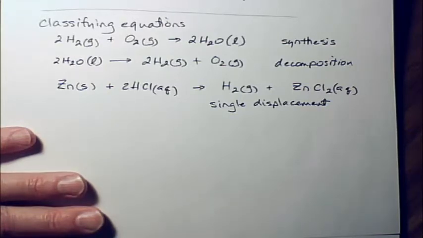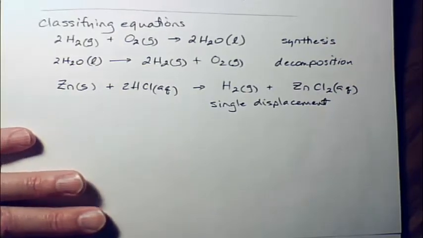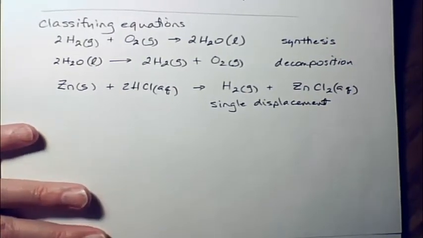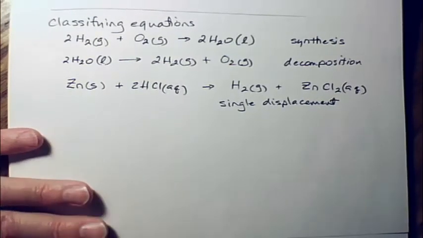Single displacement occurs when an element that's by itself replaces an element in a compound or displaces an element in a compound. The reality is it's a lot more complex than that, but that's how we think about it in high school chemistry. Okay? Got all that?